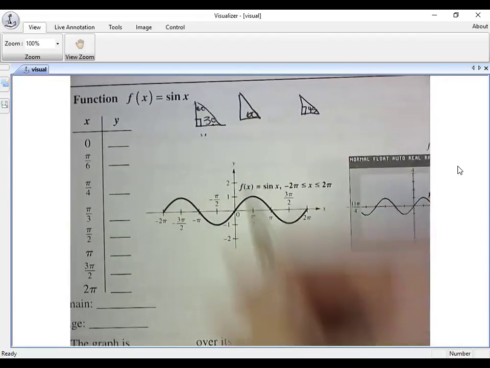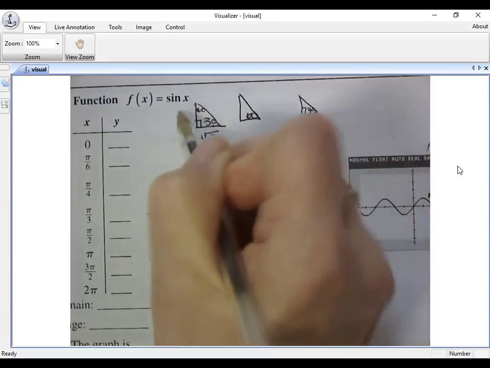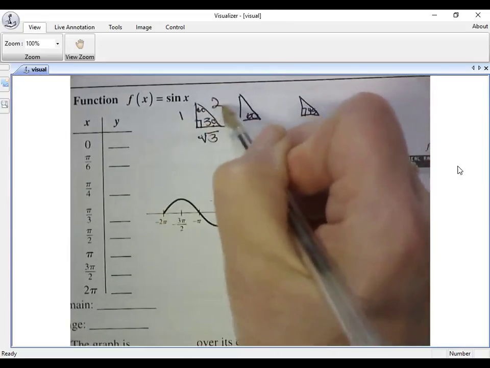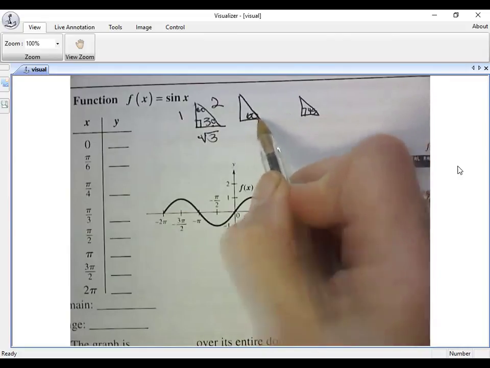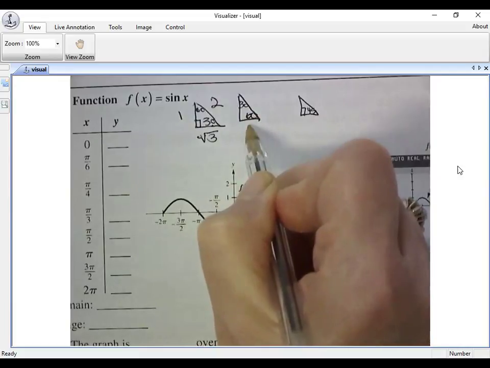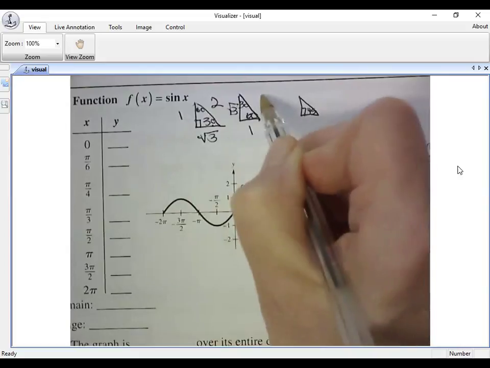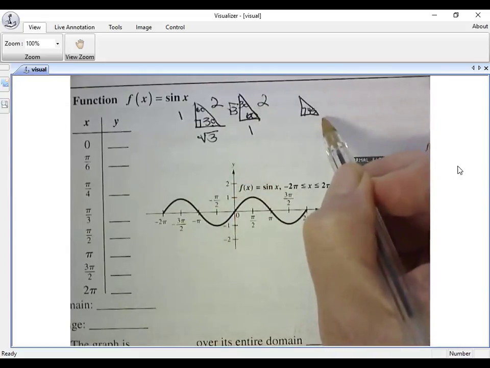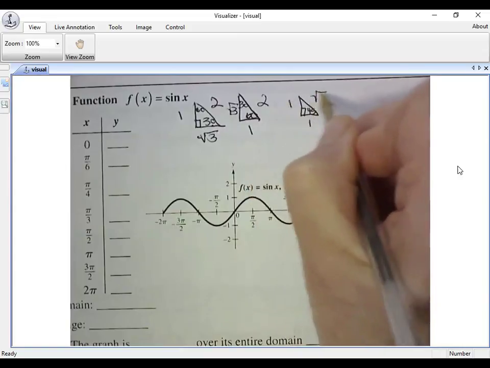Square root of 3. Across from the 30-degree angle is 1. And then this is 2 for the hypotenuse. Now, if my 60-degree angle is here, that means my 30-degree is here. So how long would this side length be? 1. This one would be square root of 3, and this one is 2. And on a 45, 45, 90, how long are your legs? 1, 1, square root of 2.